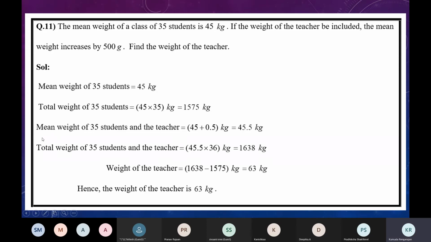This is the mean weight. Mean weight of 35 students and the teacher is 45.5 kgs. The total weight, that is the sum of all the observations. The total weight, which means the sum of the weights of all the 36 observations.